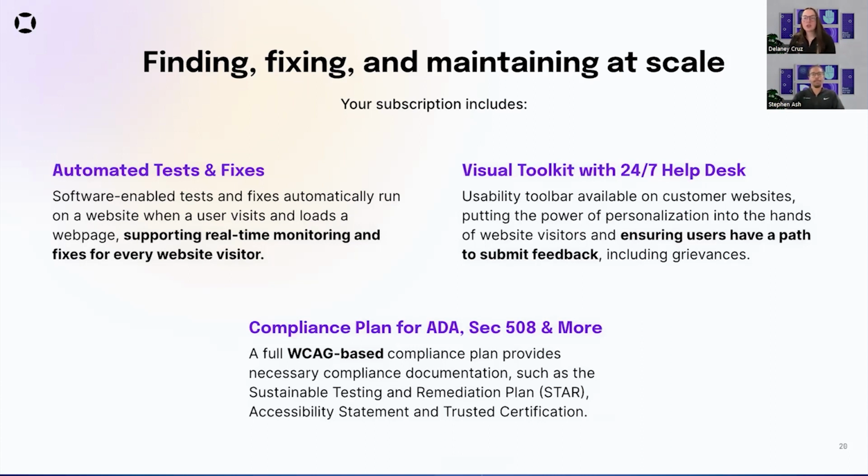Oftentimes, this is utilized as initial response documentation to legal action. So there we're able to help support in case of legal action being brought against a website.